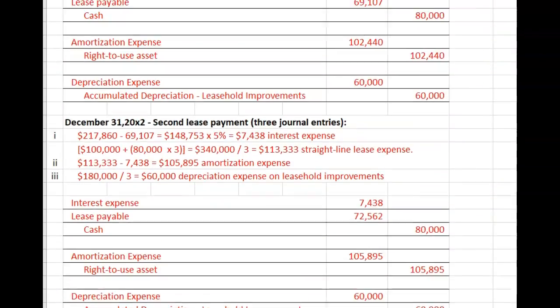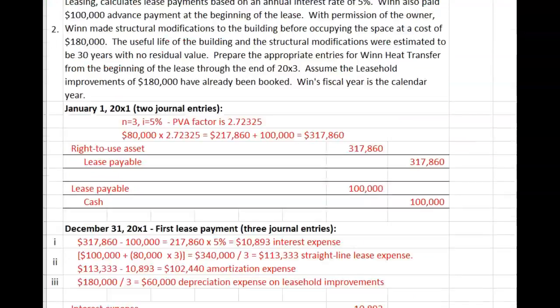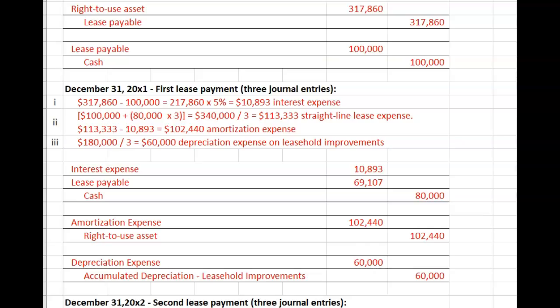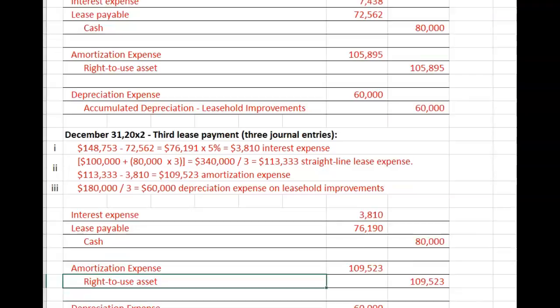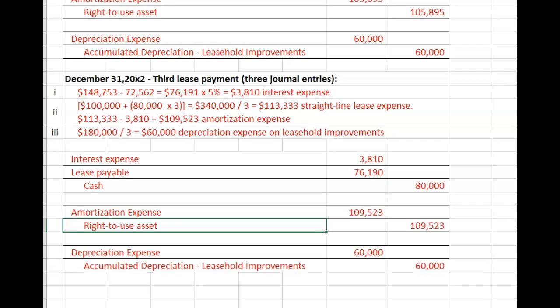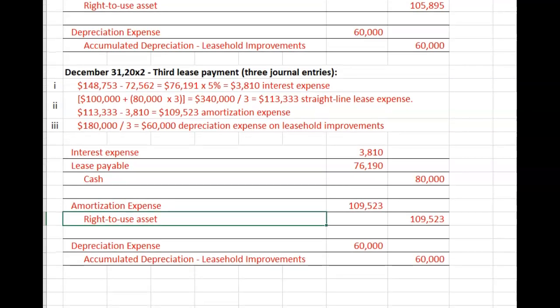The $100,000 up front complicated the lease liability a little bit, but I think you probably got the hang of it by the end of the 3rd payment at least. That's all for this video. In our next video, we will start out with an operating lease, but circumstances change during the operating lease, and it needs to be changed to a finance lease.